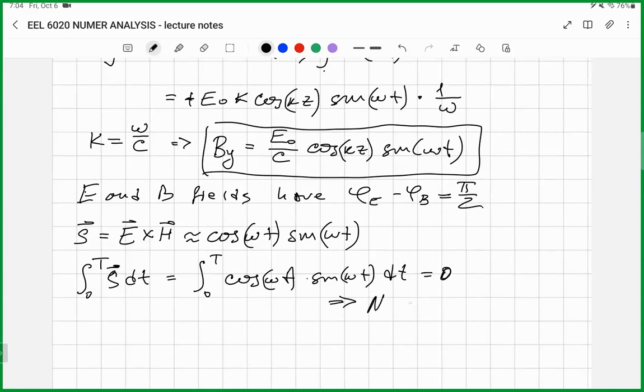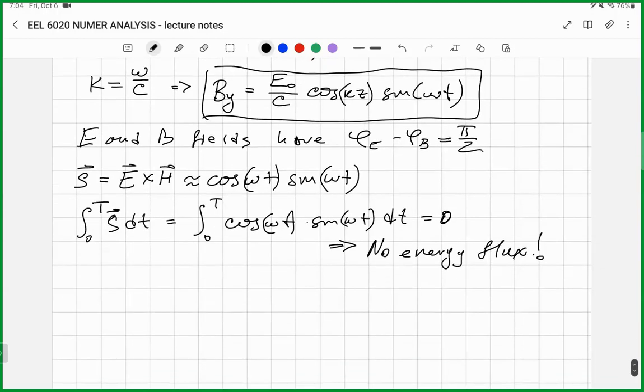So, no energy flux. The energy stays between these two mirrors. It's trapped in the system. So a system like this is called a resonator. Why? Because the field stays in the system. It oscillates there.